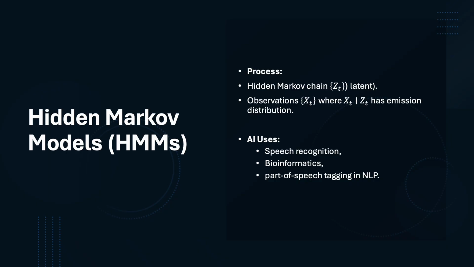Now let's look into hidden Markov models. The uses for AI are speech recognition, bioinformatics, parts of speech tagging, and natural language processing. So we will consider our next few discussions will be on speech recognition.